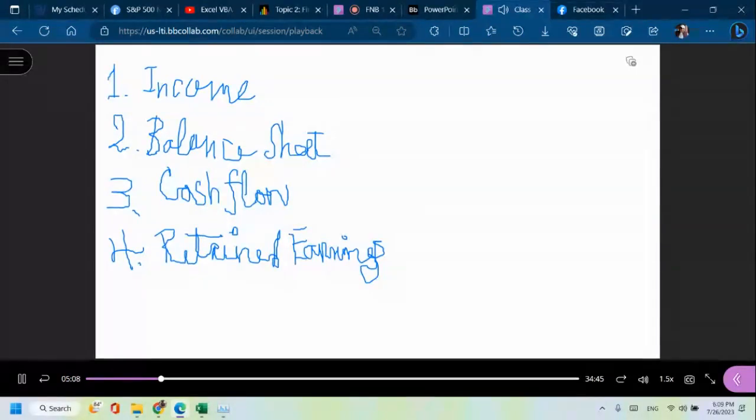So the point is, for the purpose of this class, we're not going into a cash flow statement or retained earnings statement, because these 2 will be discussed in more depth in the next course, in the advanced course called corporate finance, FNB 230 corporate finance.